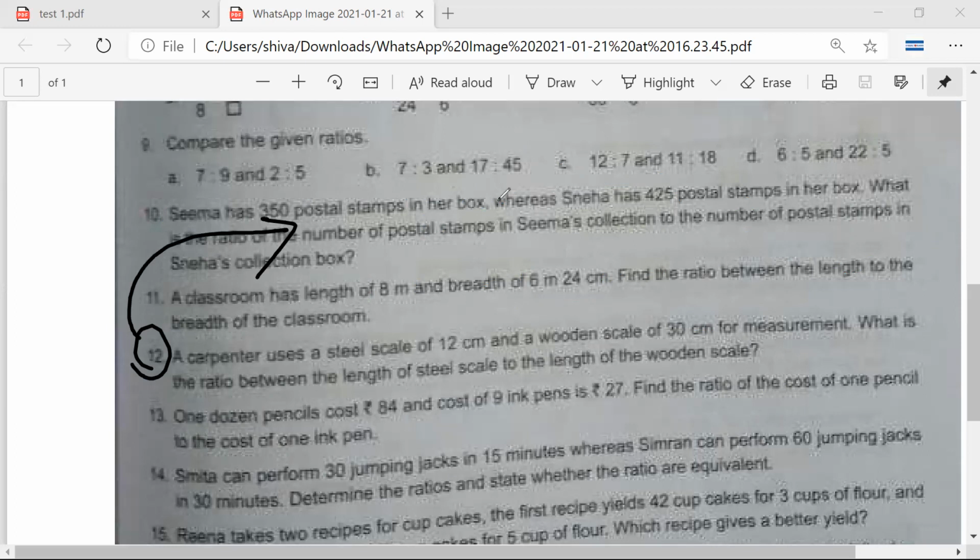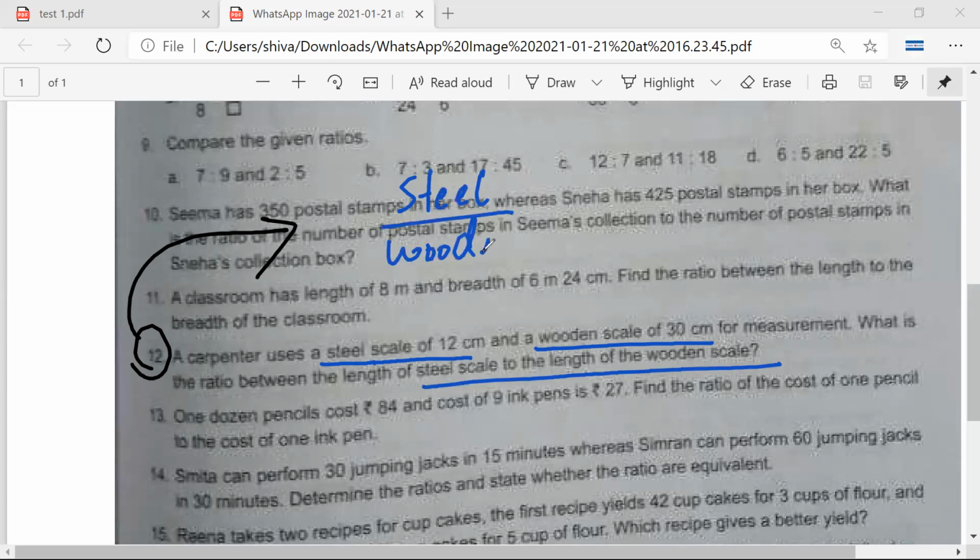Sir, I got the answer as 12 is to 30. First it is written 12 centimeter, and then the steel scale is 12 and wooden scale is 30 centimeters. So we need to write the ratio of it. So it would be 12 is to 30.